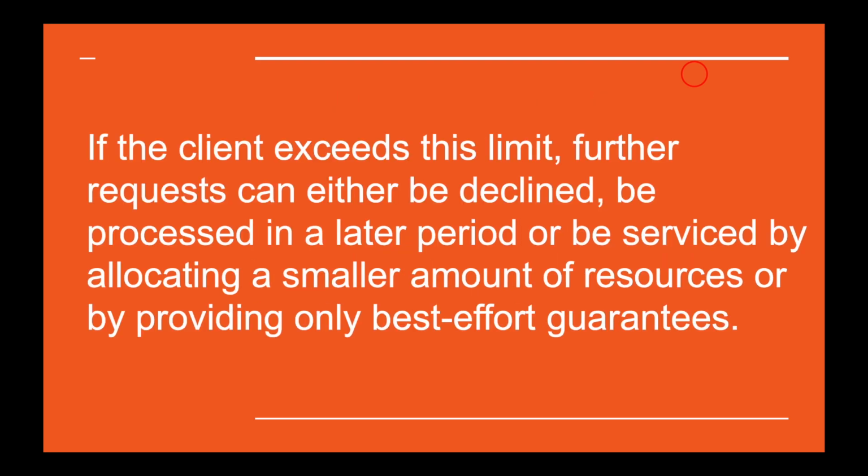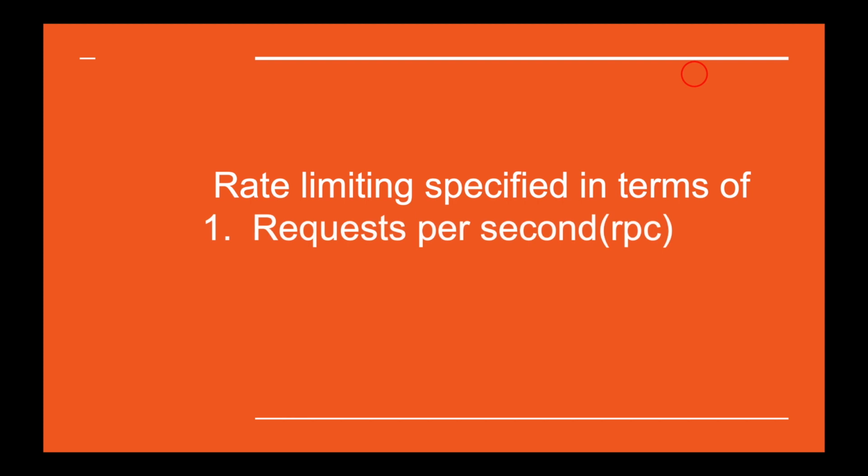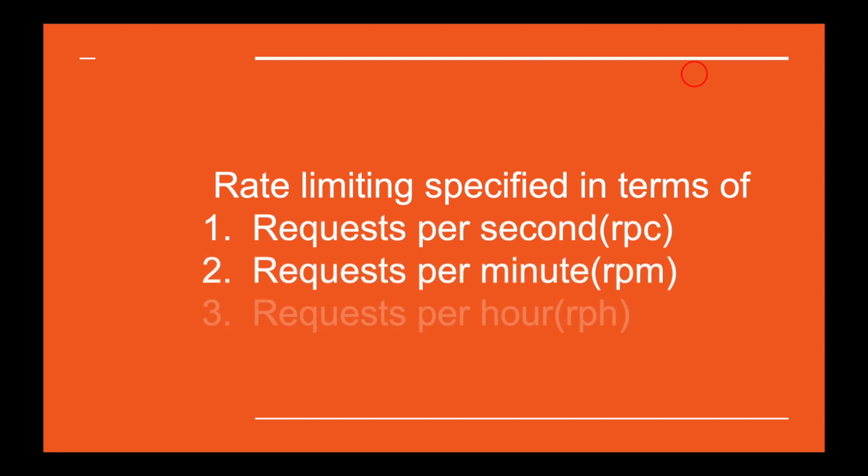If the client exceeds this limit, further requests can either be declined, be processed in a later period, be serviced by allocating a smaller amount of resources, or by providing only best effort guarantees. The rate limiting is specified in terms of requests per second, requests per minute, and requests per hour, that is RPS, RPM and RPH.